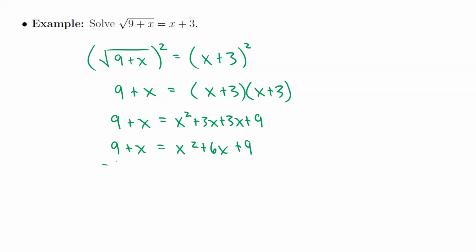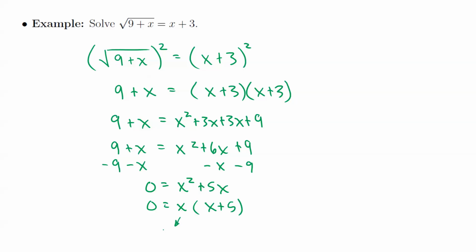And then let's get one side equal to 0 since this is a quadratic equation. And of course, here we have some factoring. I can pull an x out of both terms. So I have x times x plus 5. So on the one hand, we get x equals 0. And on the other hand, x plus 5 equals 0. So we get x equals negative 5.